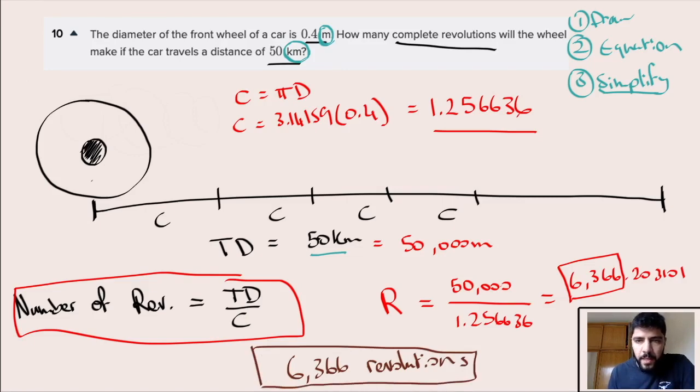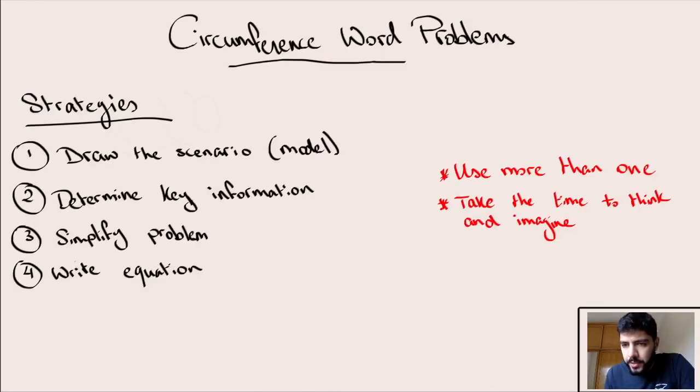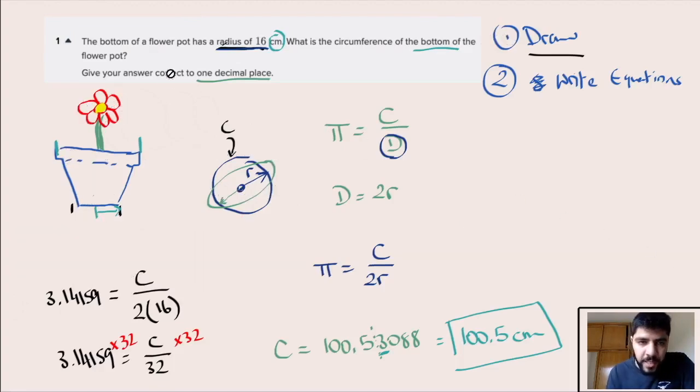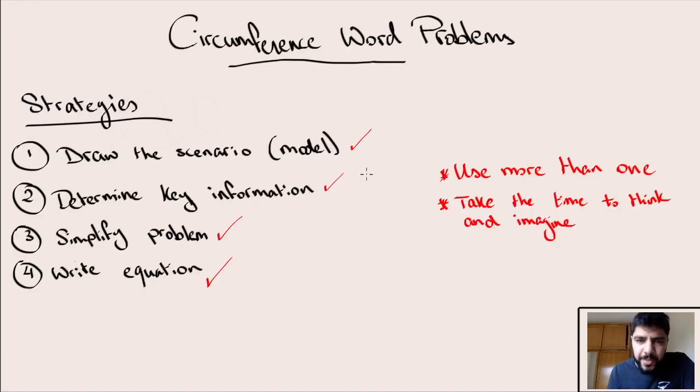All right. Let's go back here to the strategies. Let's see what we used and what we didn't use. We used the drawing a lot. We used simplifying the problem once. We used writing an equation a lot. Determining key information. So if we look at question 1 here, it said flower pot. It didn't say circle, right? It's not really very clear. And so the key information here to realize is that the bottom of the flower pot is a circle. Okay, so just keep that in mind.